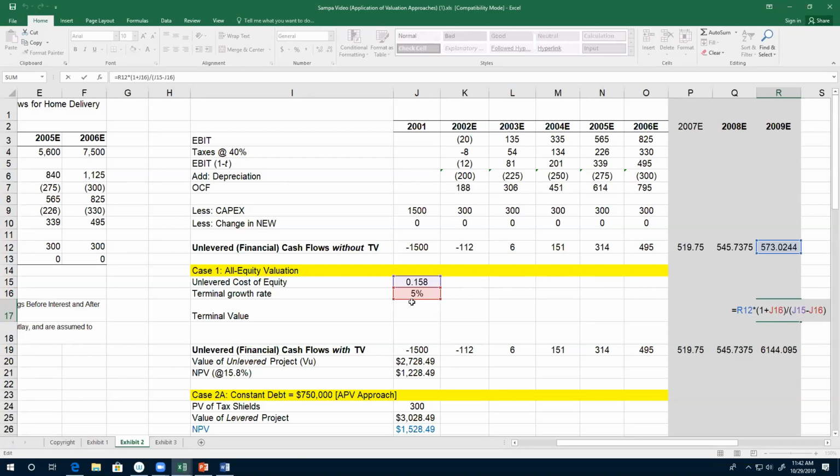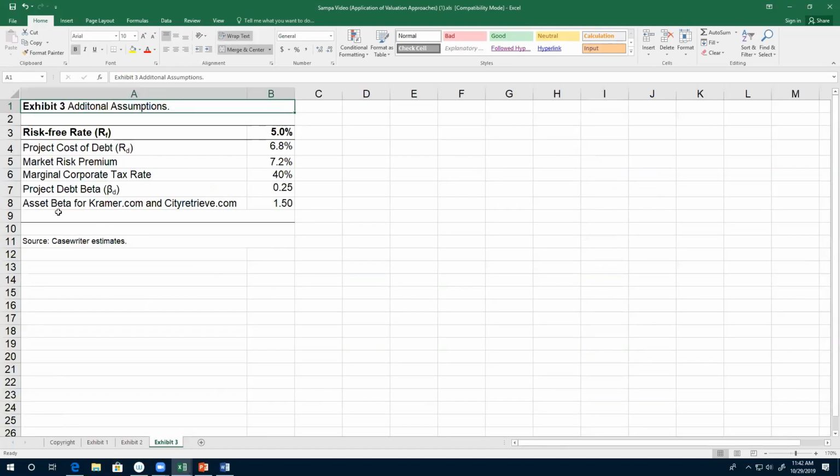But what is R? We haven't really talked about it yet. Since this is the case of all equity valuation, the R will need to be the cost of unlevered equity. Now, fortunately, if you go to Exhibit 3, you'll see that you're given asset beta for other firms in the same industry like Kramer.com and CityRetrieve.com. Their beta is 1.5, and this is asset beta. So this is the beta we can assume for Sampa Video as well. And this is precisely the equity beta that would exist if Sampa had no leverage.